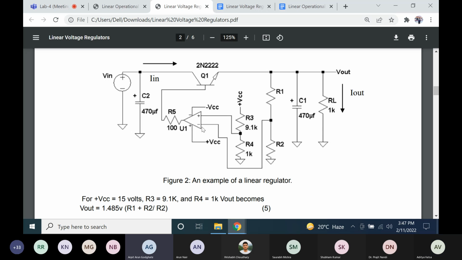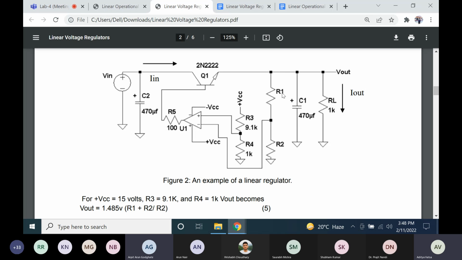So here the value at this plus terminal we can find very simply with the help of this voltage divider circuit. So VCC by R3 plus R4 is the current flowing from VCC to common, and so the voltage at this plus junction will be I into R4. Similarly, since this plus and this minus are shorted, that will also be the voltage at this terminal.